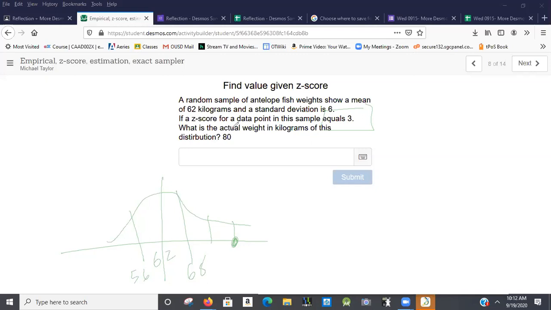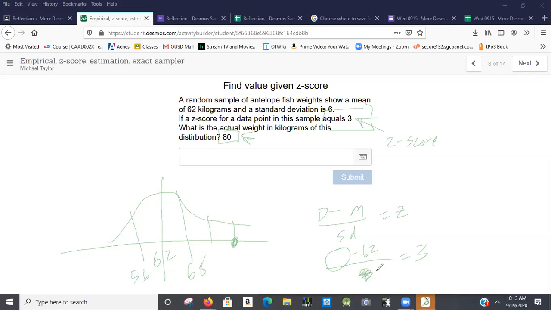What's the actual weight? That's a little weird. So the way we figure out this number, this is the z-score. Once again, we know the z-score is the data point minus the mean divided by the standard deviation. So I'm just plugging my numbers in, writing it out formally. We've got minus 62, we're looking for this number, and dividing by 6. It's equal to 3.